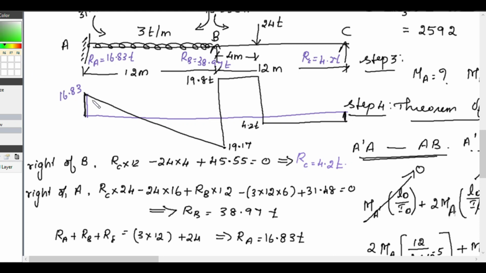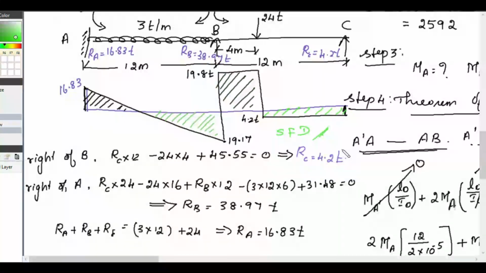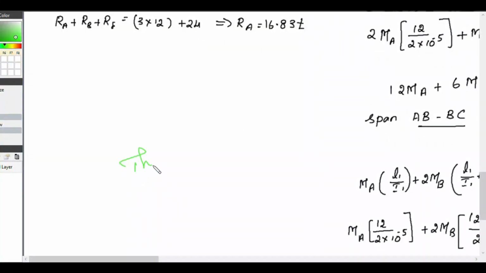That means, see, up to this portion we have a negative shear force. Then we have a positive shear force, and after this we have a negative shear force. So this is called our shear force diagram. So completed. Thank you.